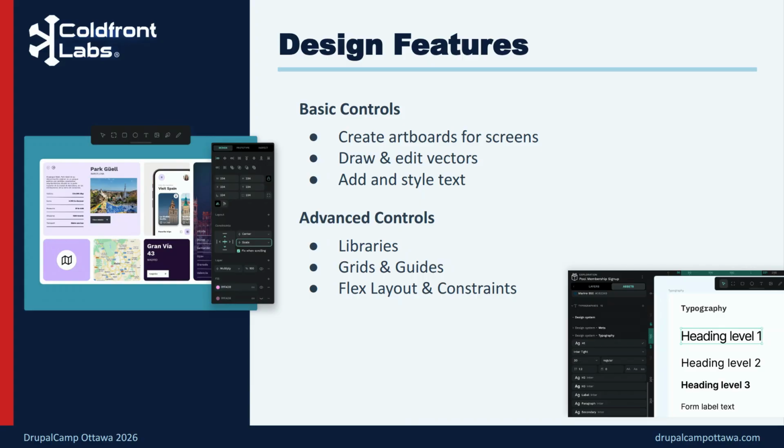So these are core building blocks of any UI design interface, but what makes it stronger is the advanced controls. So this includes libraries, so you can make elements and then reuse them. Also grids and guides to align elements properly and make your layouts look clean and professional. And we have flex layout and constraints, which works pretty similarly to how websites are actually built using CSS, as you can control the spacing, the alignment, and responsiveness.